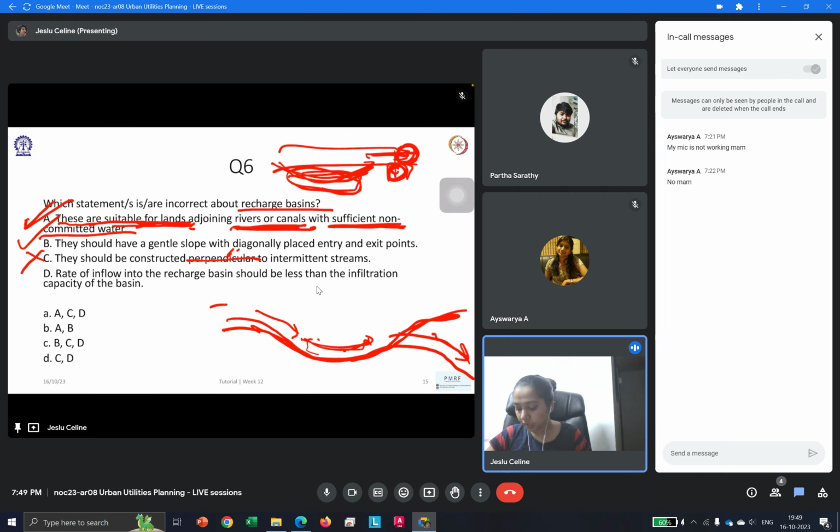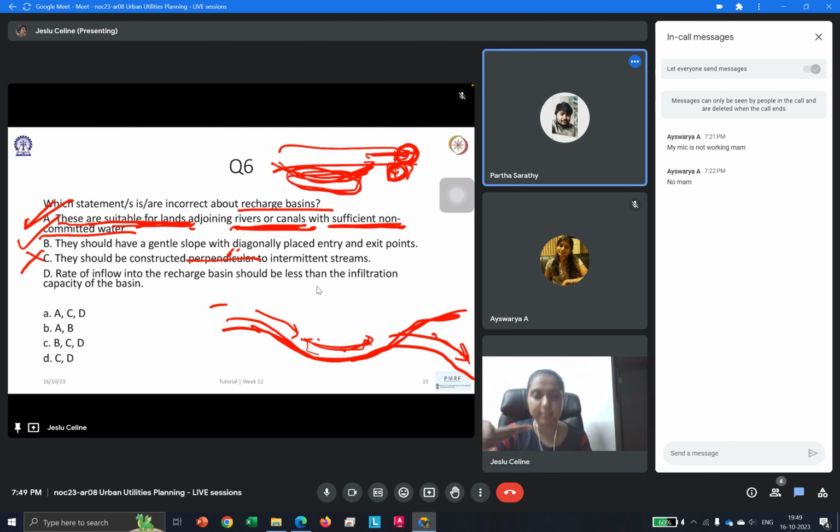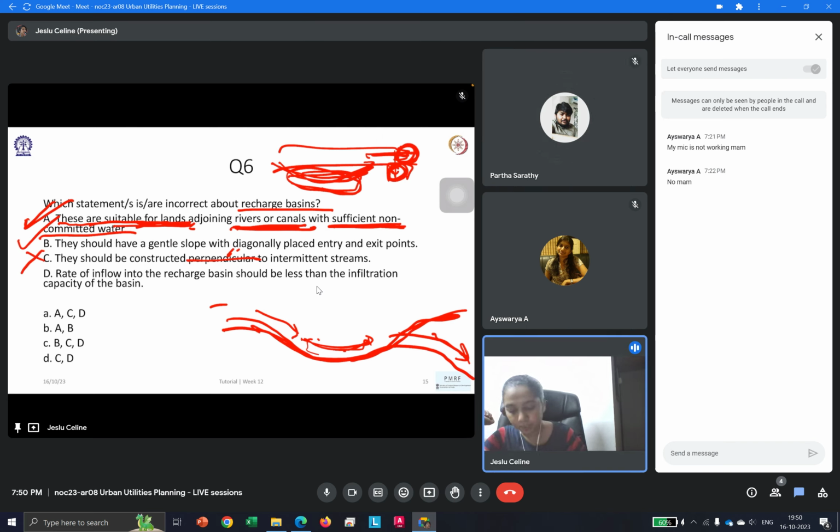Then D, rate of flow into the recharge basin should be less than the infiltration capacity of the basin. Is that a correct statement? This is a very logical question. It will be more. Yes, very good. It should be more, because if it is less, then you will not have adequate water to infiltrate down, right?